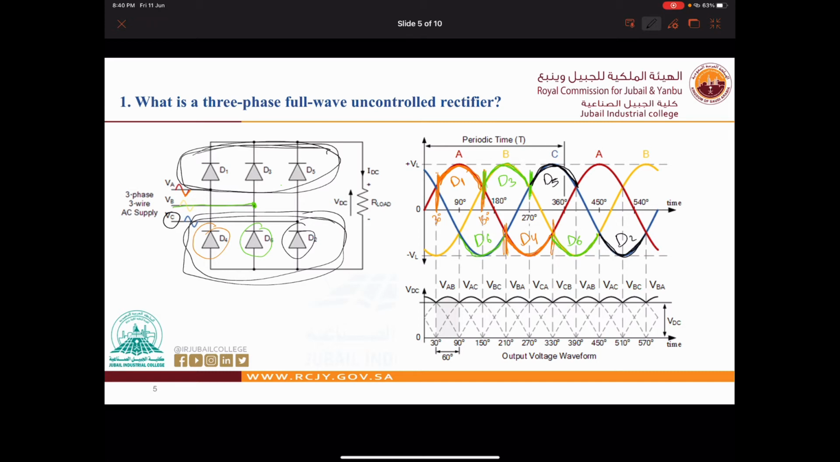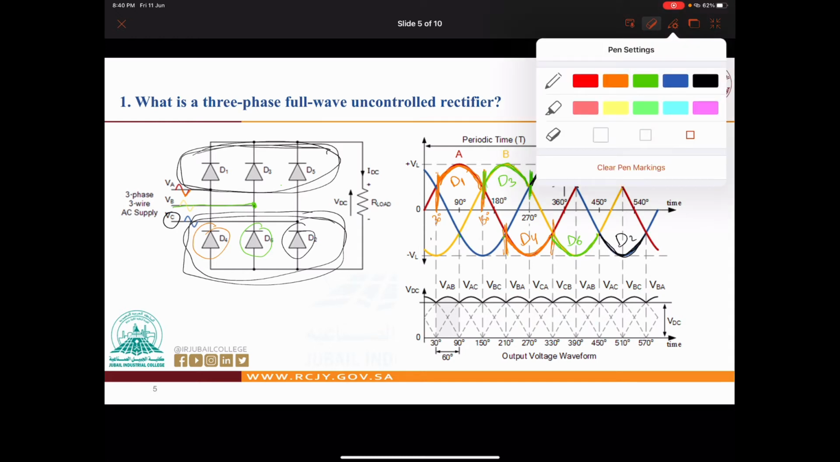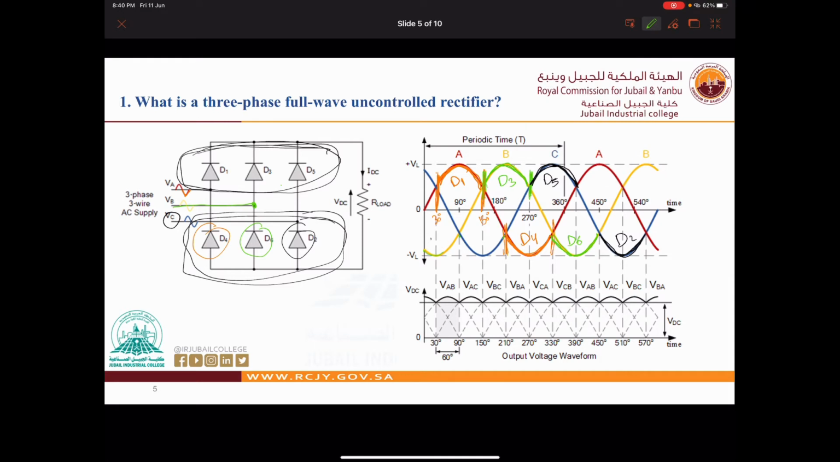No, this is D6. Sorry, guys, this is D6, because D6 is working with the VB, right? So with the yellow one. So this is D6, right? This is D6.